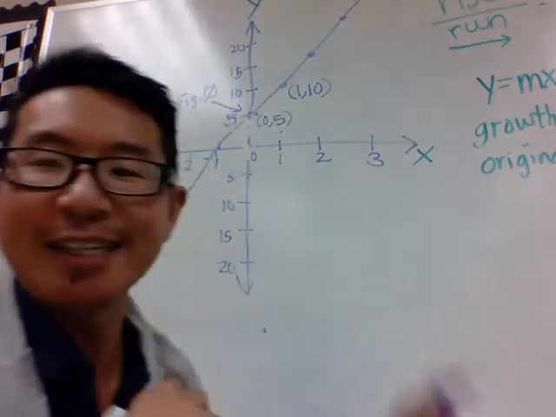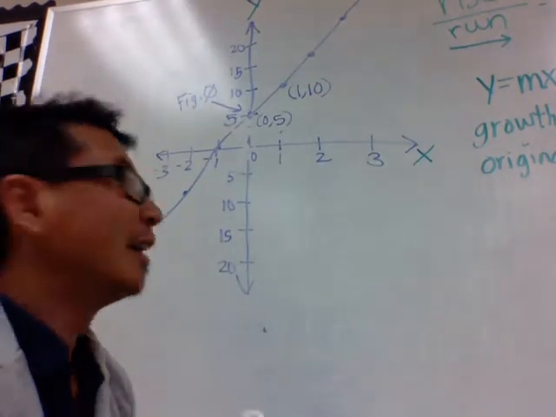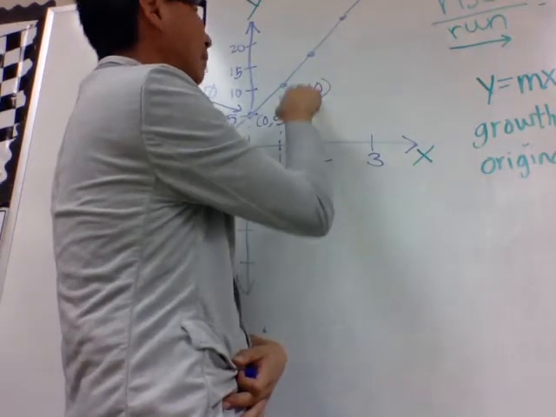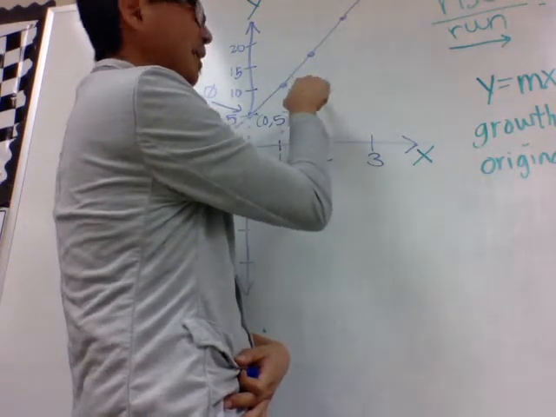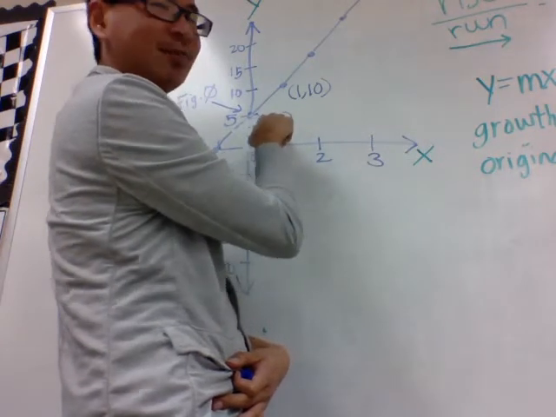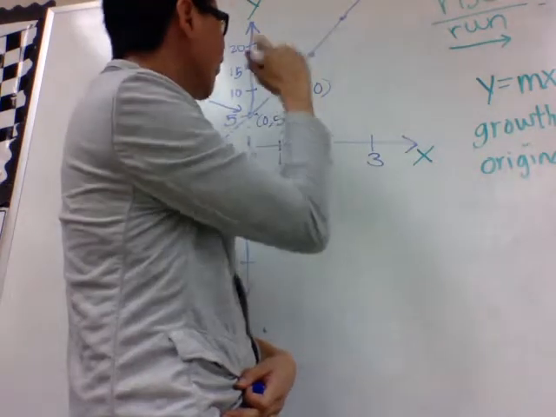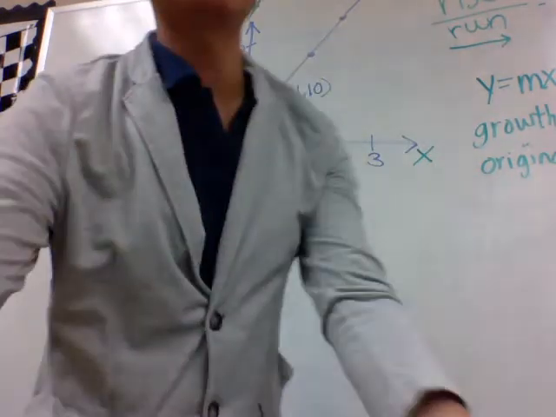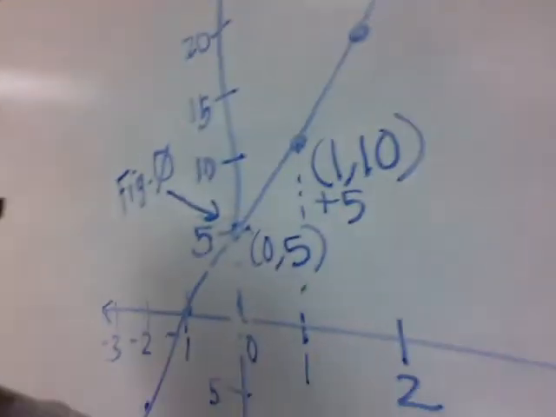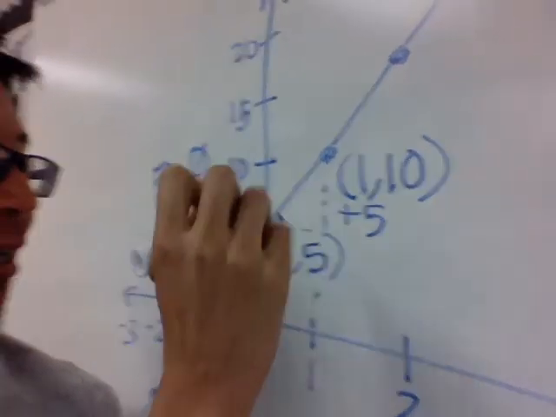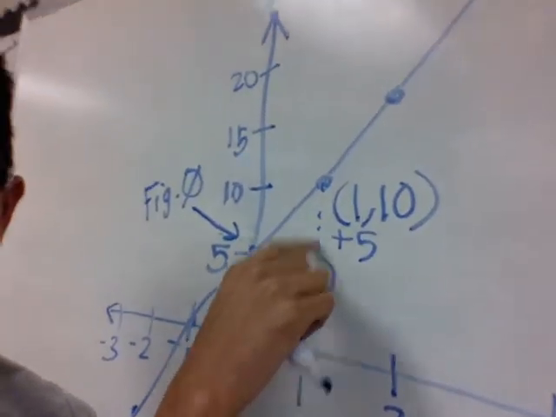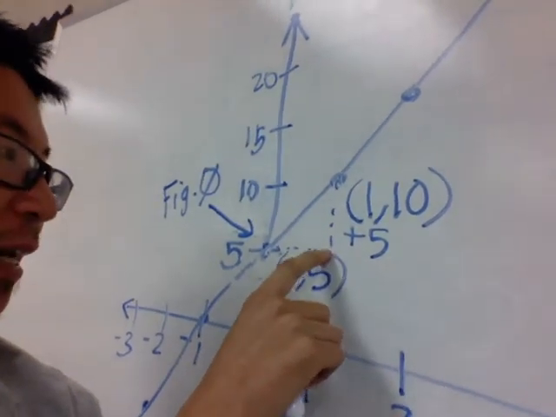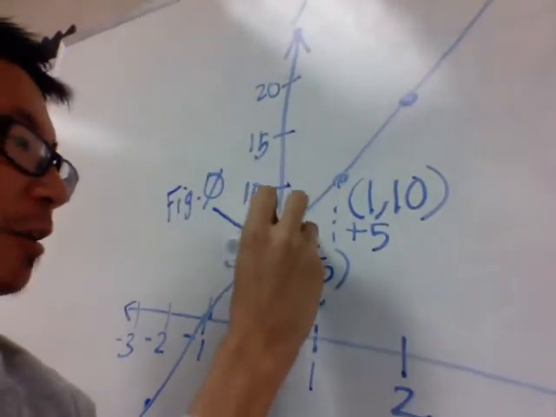As you can see, if the x goes up by 1, I notice that the rise is going up by 5, because 10 take away 5 is 5. Notice it's going up by 5. I'm going to draw that right up there. From 5 to 10, the difference between 10 and 5 is the number 5. And from 0 to 1, the number there is 1.